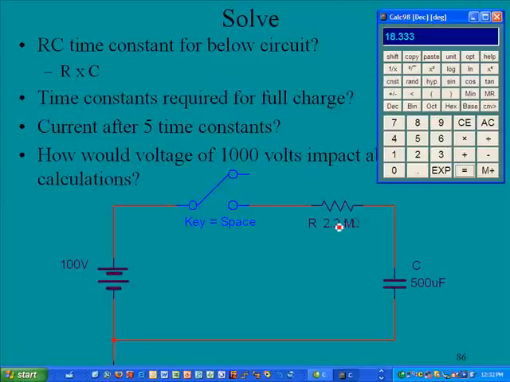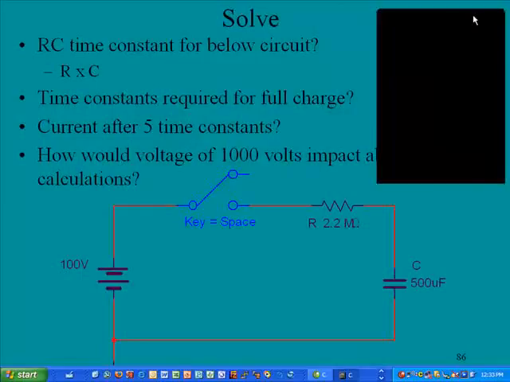Now, for it to be fully charged, it would be 5 times this value. So if we took that times 5, we'd be looking at an hour and a half for this to be fully charged, and again an hour and a half for it to be fully discharged.